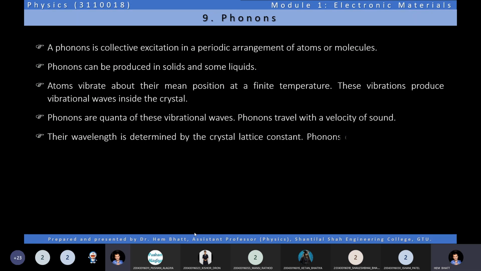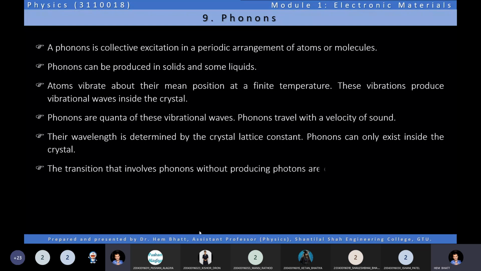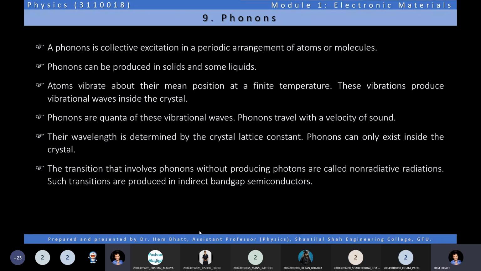Their wavelength is determined by crystal lattice constant, means જે કોઈ ઘન પદાર્થમાં છે એના અણુઓની રચના ઉપર ફોનોનની તરંગલંબાઈ આધારિત છે. Phonons can only exist inside crystal. પદાર્થની બહાર હવામાં ન હોઈ શકે, પદાર્થની અંદર જ હોય. The transition that involves phonons without producing photons are called non-radiative transition. જેમાં ઇલેક્ટ્રોમેગ્નેટિક વેવ્સ ઉત્પન્ન ન થાય, ખાલી વાઇબ્રેશન્સ થાય, એવી સંક્રાંતિને નોન રેડિએટિવ ટ્રાન્ઝિશન કહેવાય.